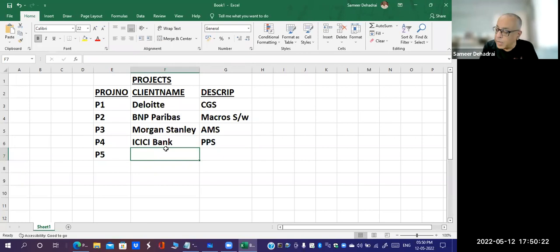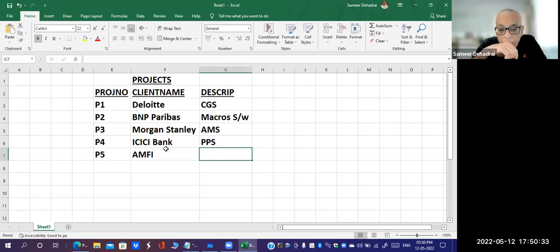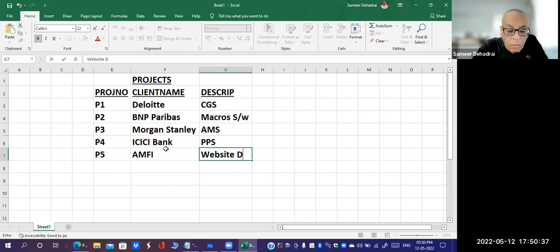Their office is in BKC. Project number P5. Client name is AMFI, Association of Mutual Funds of India. What will we do for them? We'll do website development.